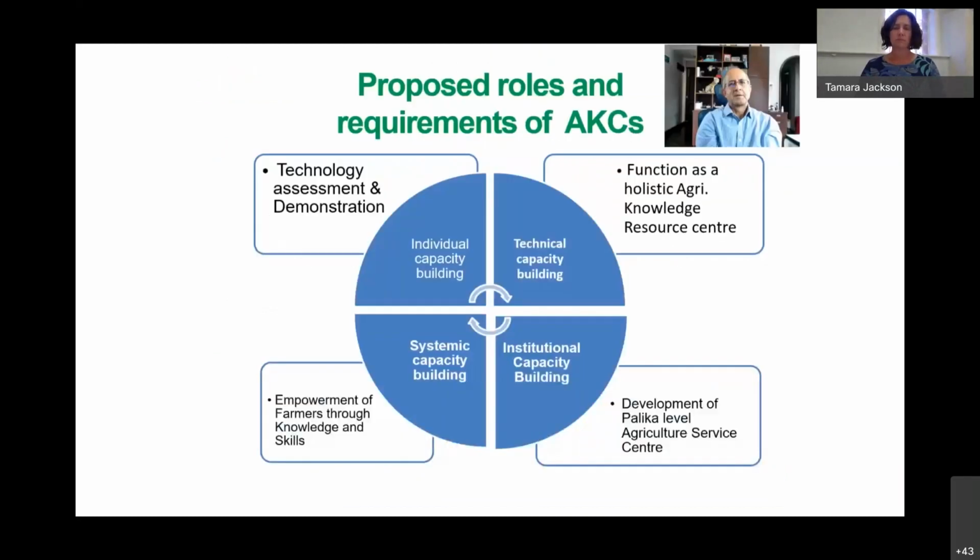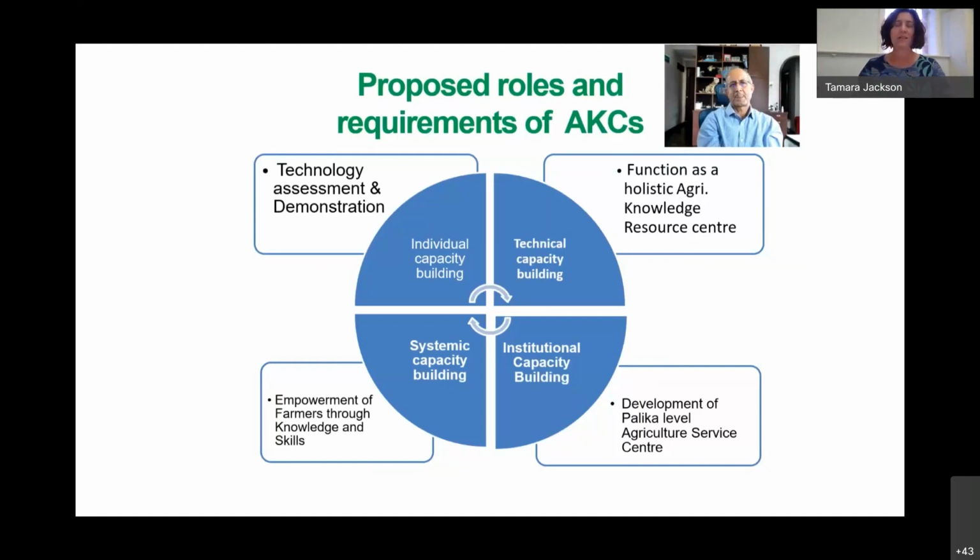Based on our research findings, there are three major recommendations. Number one, clarify the role and responsibilities of the agriculture knowledge centers. Number two, build capacity of AKCs to function as knowledge resource centers, technology assessment and capacity building agency, and knowledge and technology transfer platform. Number three, provincial government should provide adequate financial and human resources to the AKCs, and local government should develop collaboration with AKCs to strengthen their agriculture service centers. Thank you very much.